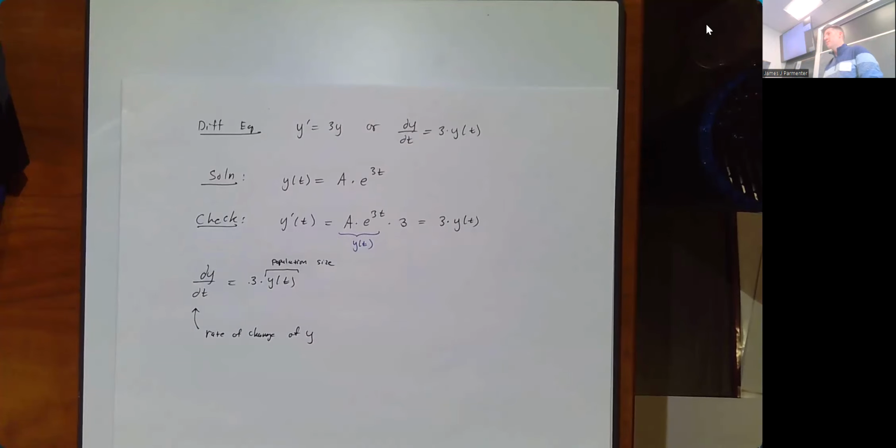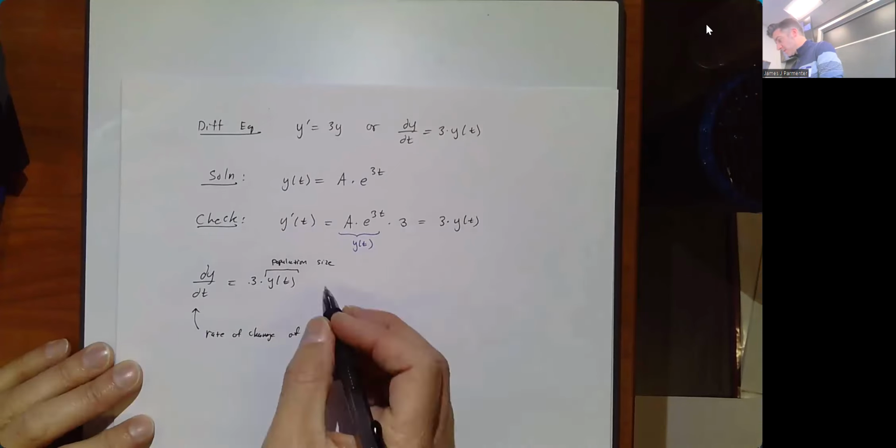So what we're saying is the population is growing at a rate that is 3 times whatever the size of the population is. So if the population is larger, the population is growing faster, which makes sense, right? If you have more people, they're going to make more people. So this is an example of what's called exponential growth, when the rate of change is proportional to the size of the function, or the size of the population.